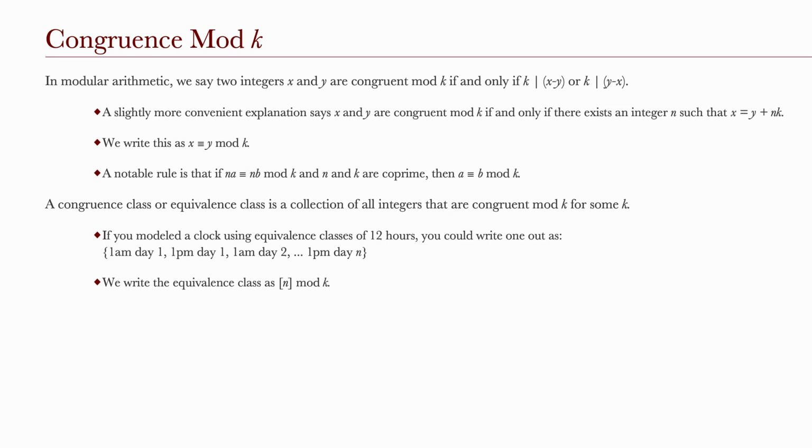A congruence class or equivalence class is a collection of all integers that are congruent mod k for some specific k. For example, if you modeled a clock using equivalence classes of 12 hours, you could write one out as 1 a.m. day 1, 1 p.m. day 1, 1 a.m. day 2, and so on and so forth until you got to 1 p.m. of day n. And we write out equivalence classes using brackets. So here we have bracket n bracket mod k, which would be the equivalence class of n in an environment mod k.